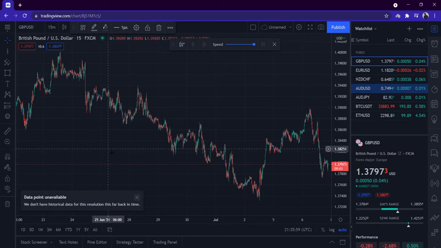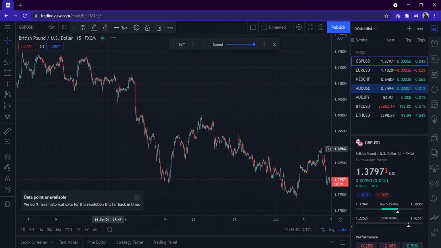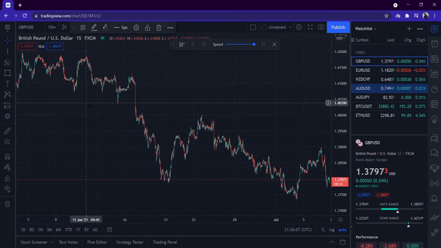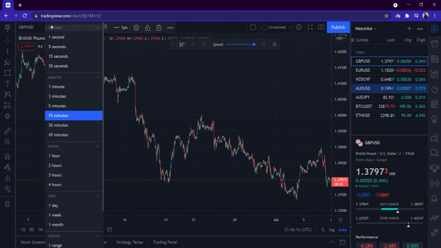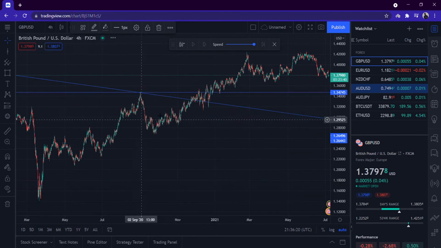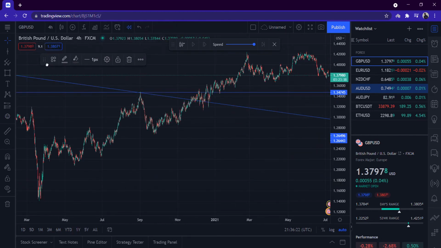Yeah, I cannot use the 15-minute time frame on this. They're saying data point unavailable. This usually happens below 30 minutes. You can use data that is 30 minutes and above, but usually below that they don't have all the data saved for throughout the years. So let's go back to where we were at.